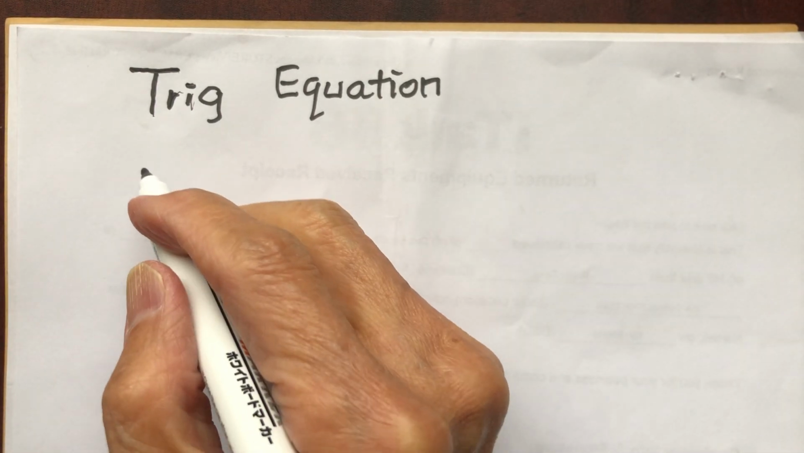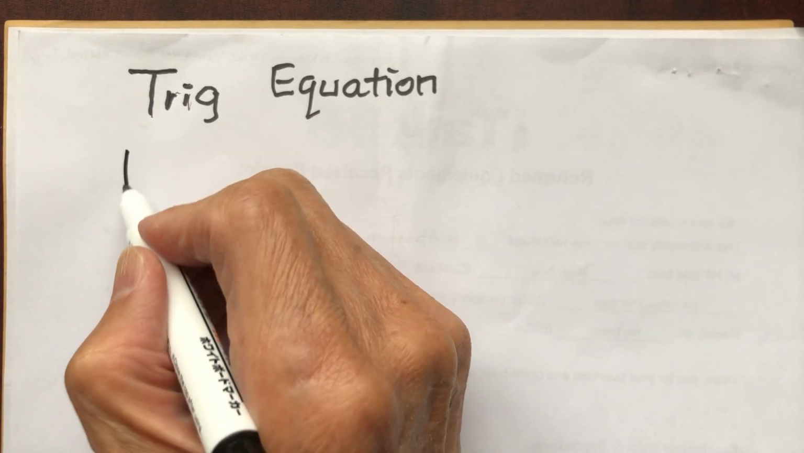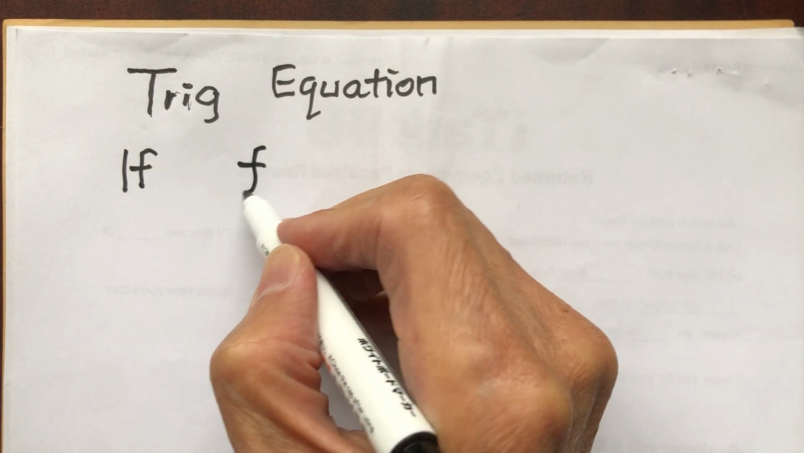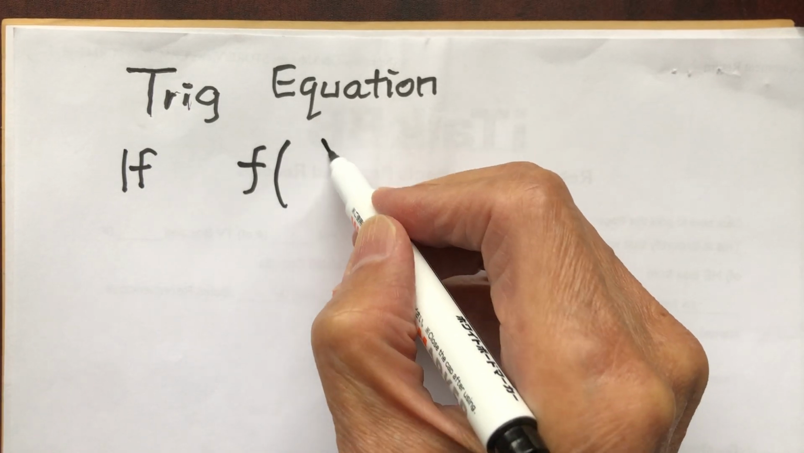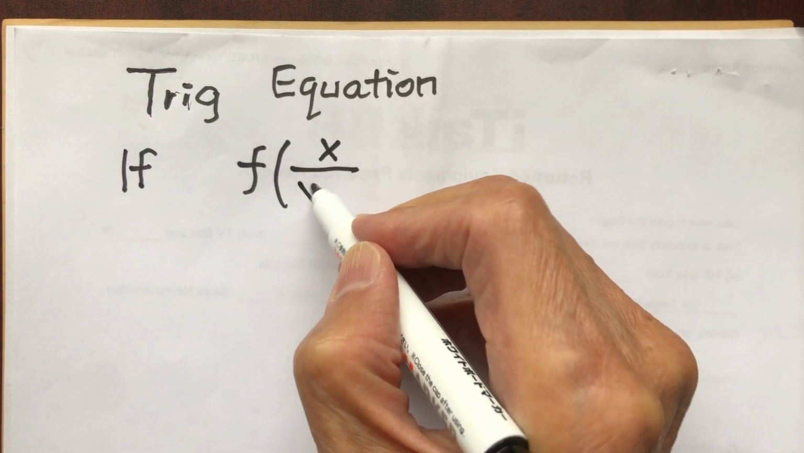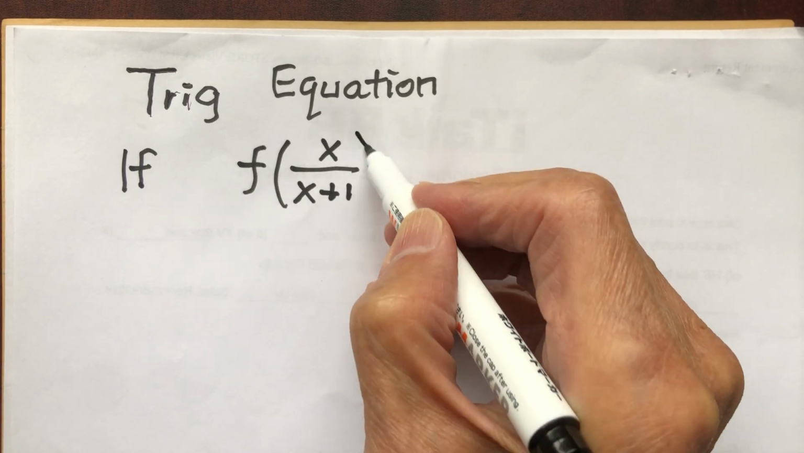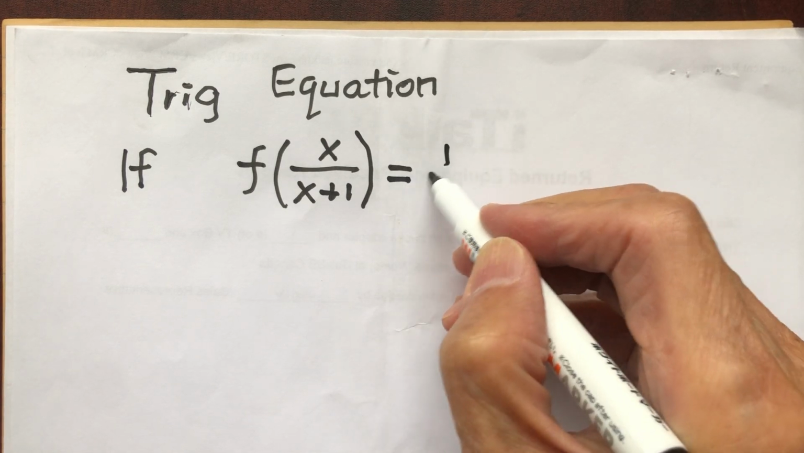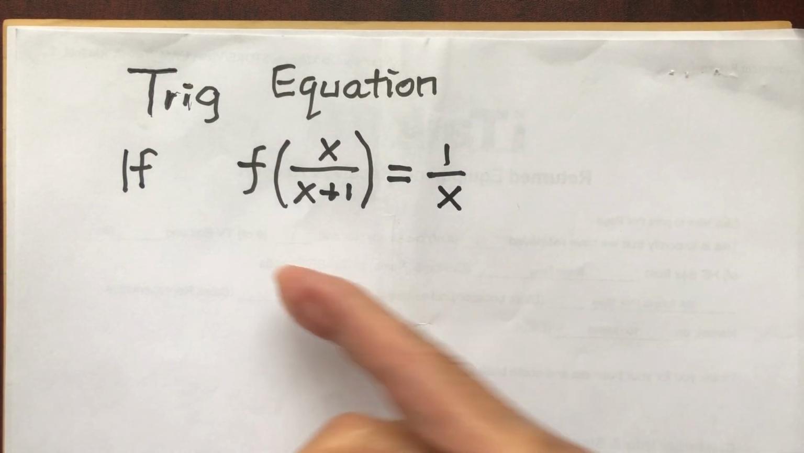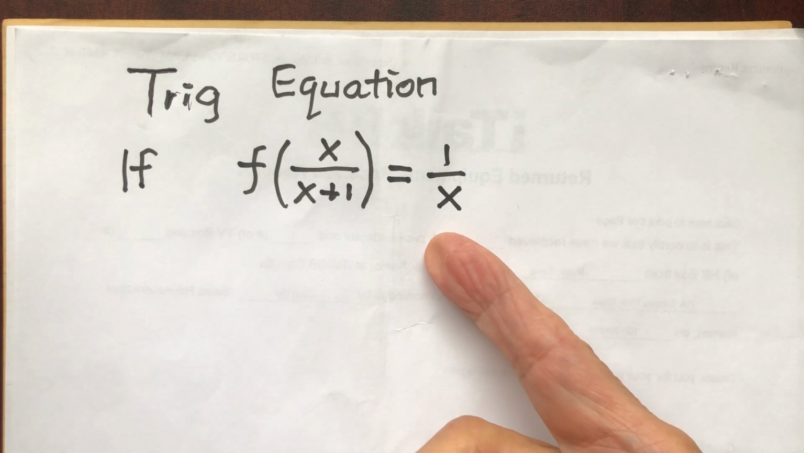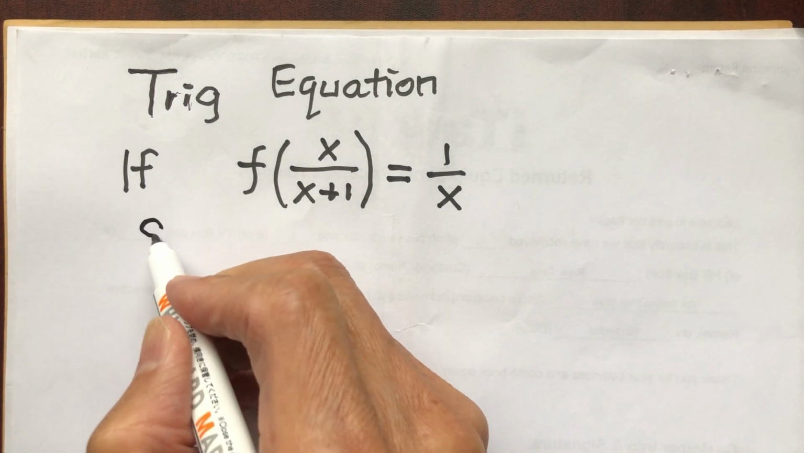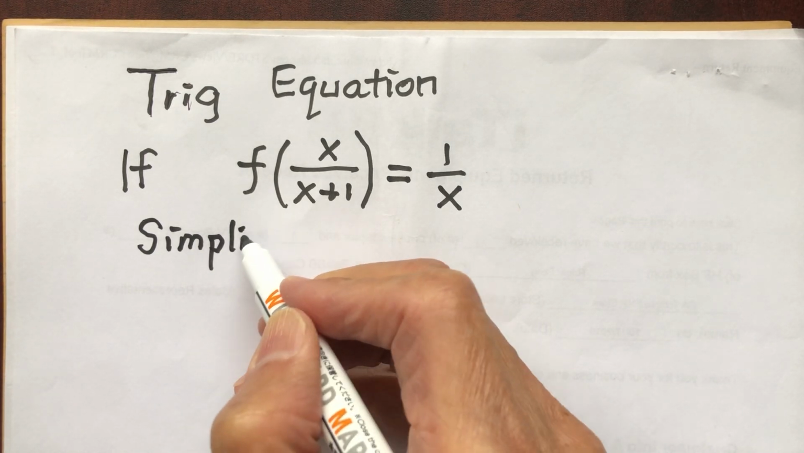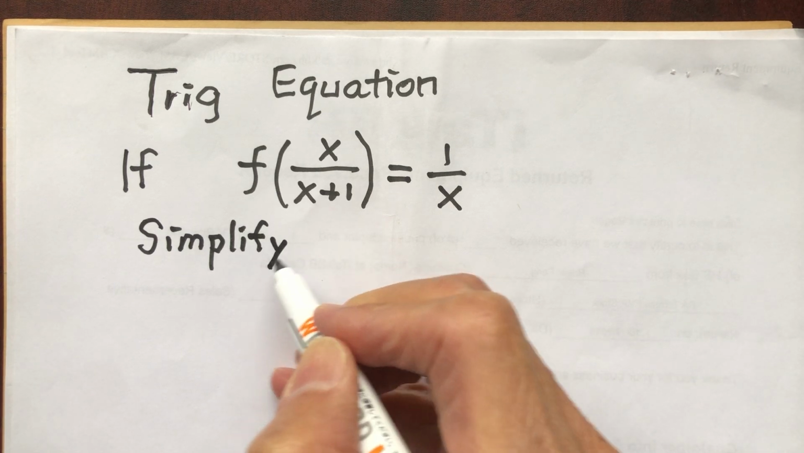Hello. Today we talk about trigonometric equations. First, I have a function, and this function is equal to 1 over x. If this is true, we want to simplify this.